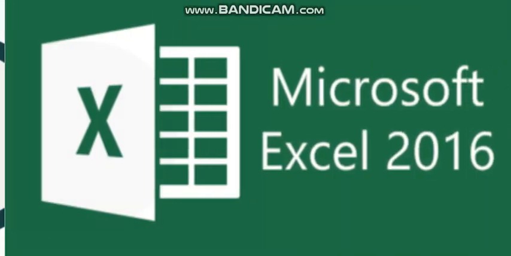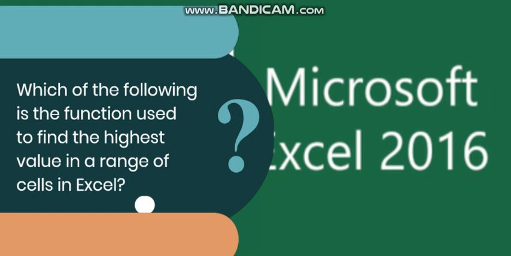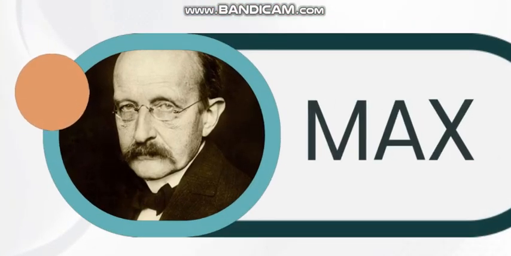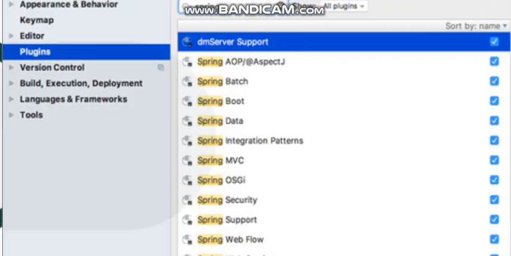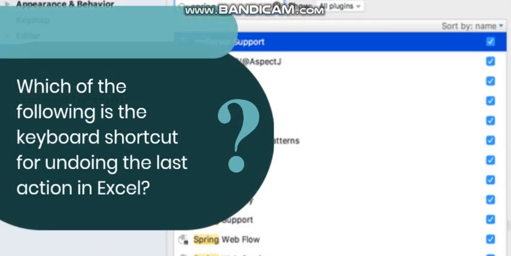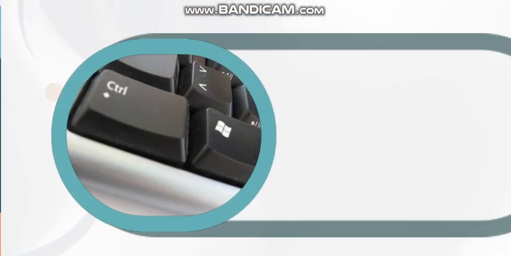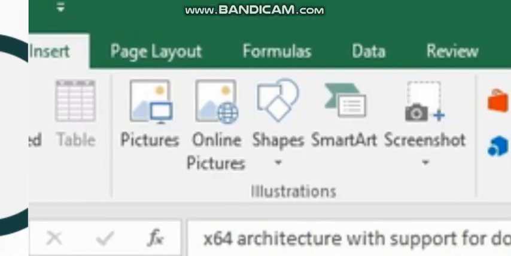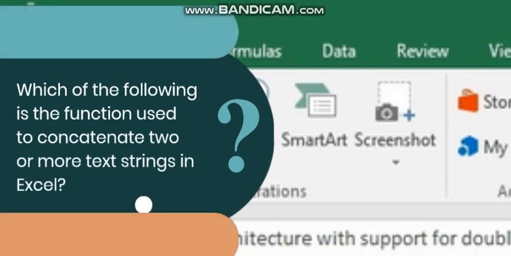Scatter chart. Which of the following is the function used to find the highest value in a range of cells in Excel? Which of the following is the keyboard shortcut for undoing the last action in Excel? Ctrl+Z. Which of the following is the function used to concatenate two or more text strings in Excel?